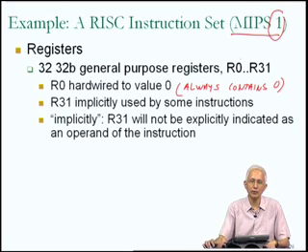Now, other than these peculiarities with R0 and R31, the other 30 registers are actually freely available for the programmer or compiler to do whatever he or she wants with. So in other words, R1 through R30 are real general purpose registers.